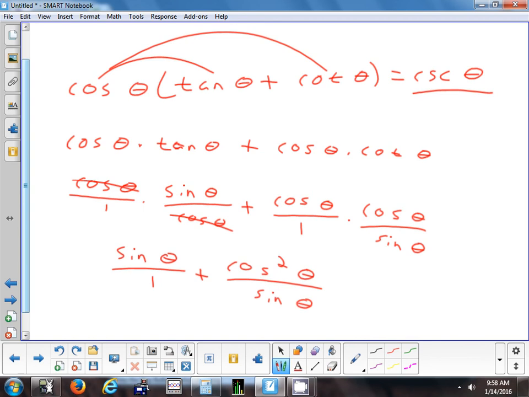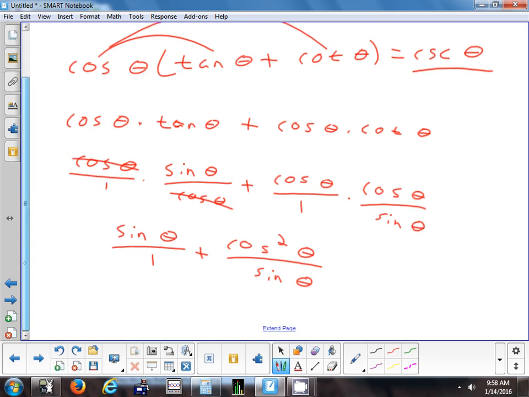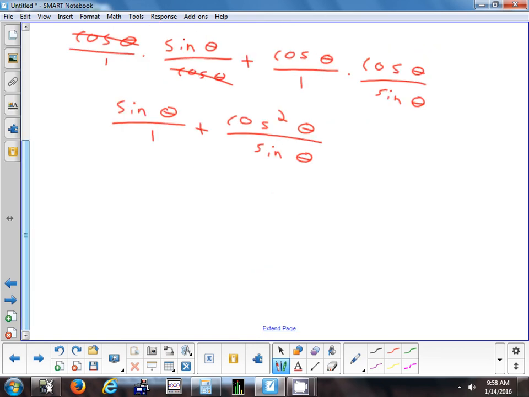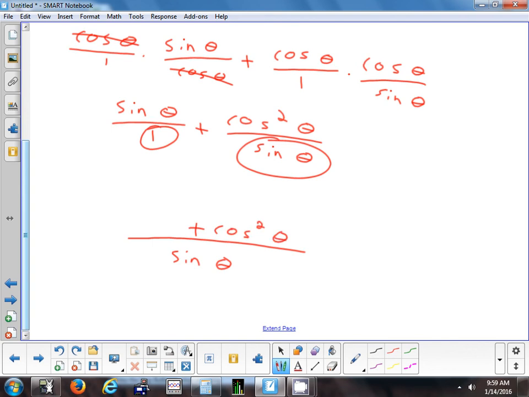There's really nothing else we can do with that trick. But the next trick we could do would be to find a common denominator. One way to find a common denominator is just to take the two that you have and multiply them together. So the common denominator here is going to be 1 times sine. Now the fraction on the right already has that as the common denominator. So we're just going to leave that fraction alone. The fraction on the left does not. So what I'm going to do on the left is multiply both the top and the bottom by sine.